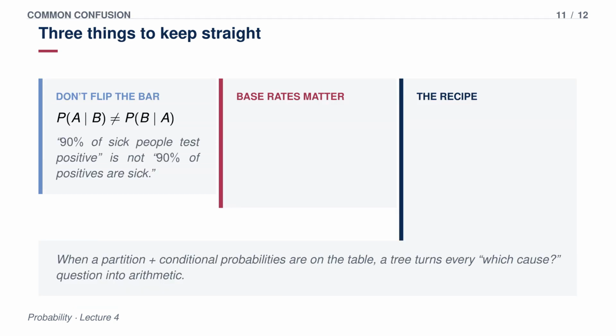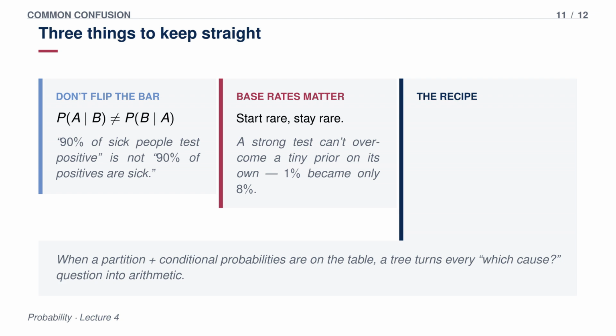3 things to carry out the door. 1. Don't flip the bar. The probability of A given B is not the probability of B given A. 90% of sick people test positive is a completely different claim from 90% of positives are sick. 2. Base rates matter. Start rare, stay rare. A strong test can't overcome a tiny prior on its own. 1% only crawled up to 8.